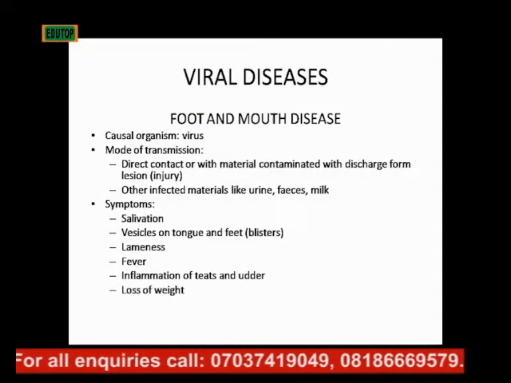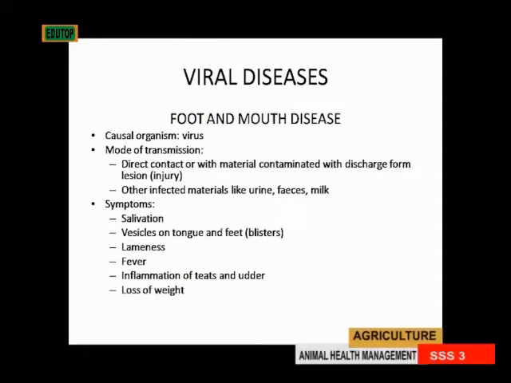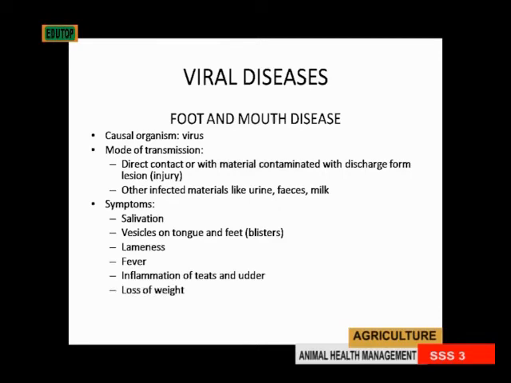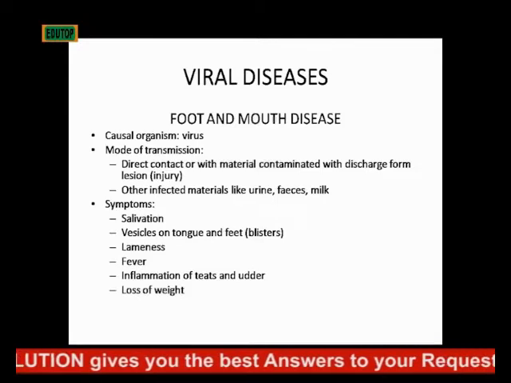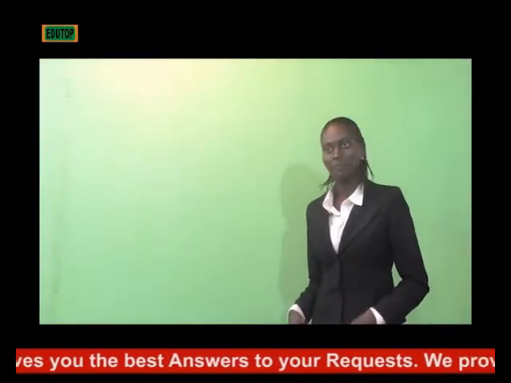First, salivation. The animal begins to salivate. You see saliva just coming out of the mouth of the animal uncontrollably. Then you see vesicles on the tongue and feet, that is blisters. Another symptom of foot and mouth disease is lameness. The animal will not be able to walk because the leg is affected.